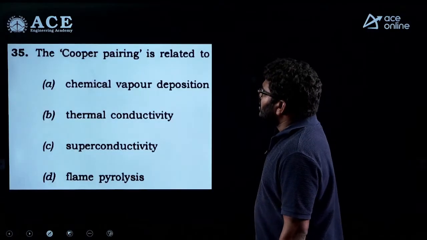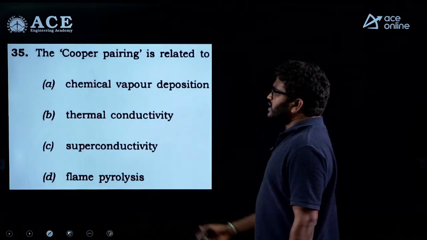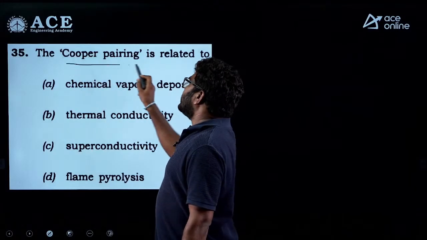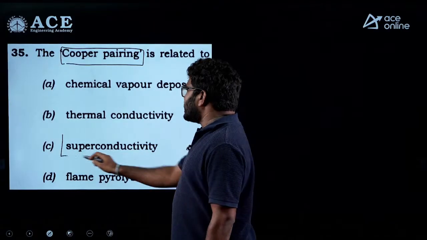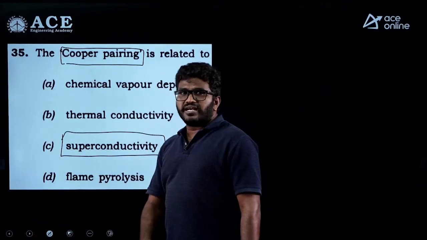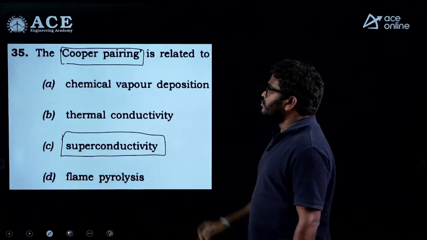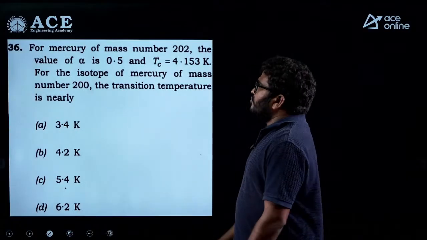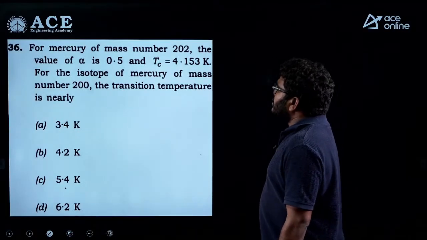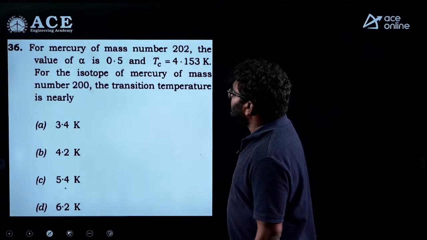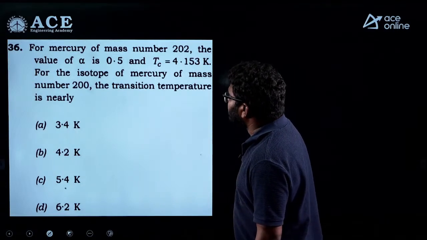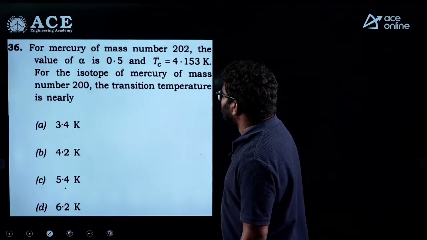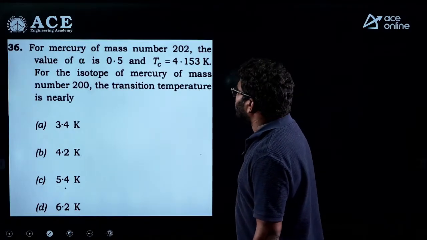Next, the Cooper pair. Actually, Cooper pairs are nothing but electron pairs generated at very low temperature, which is related to superconductivity. So in a material, superconductivity is generated because of Cooper pairs. Now, for mercury of mass number 202, the value of alpha is 0.5, Tc is 4.15 Kelvin, the isotopic mercury mass is 200, find the transition temperature.